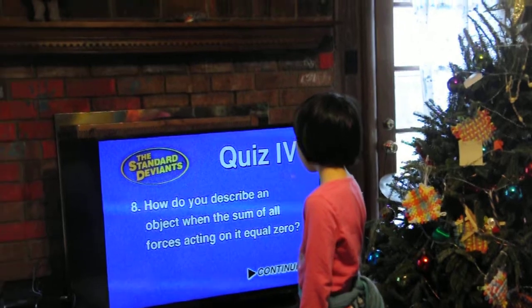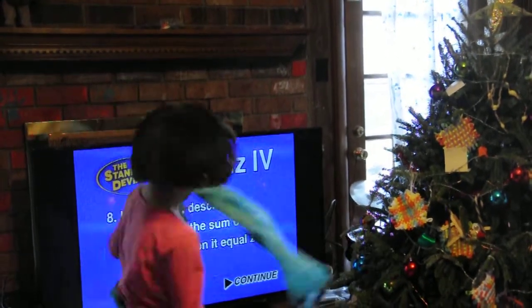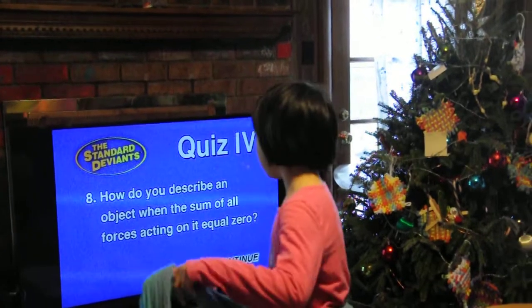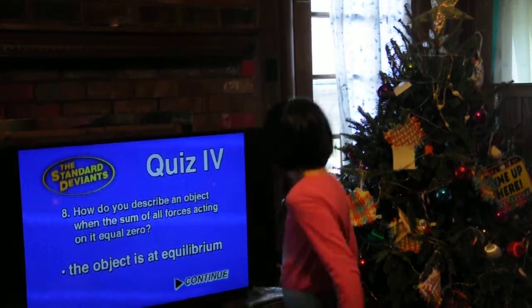Number 8. How do you describe an object when the sum of all forces acting on it equals 0? I think it's equilibrium. The object is at equilibrium.